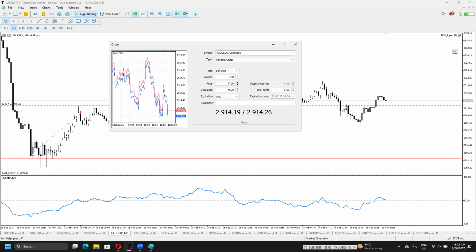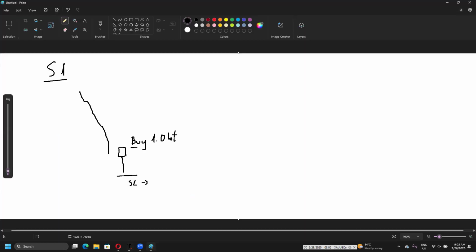Or you can just use the robot. I will show you how to do it in a moment. Just click one button and the robot will add the pending order. But the main idea of using hedge is replacing stop loss with the pending order. In this case, it was a sell stop.